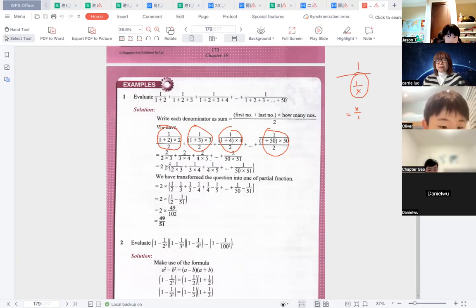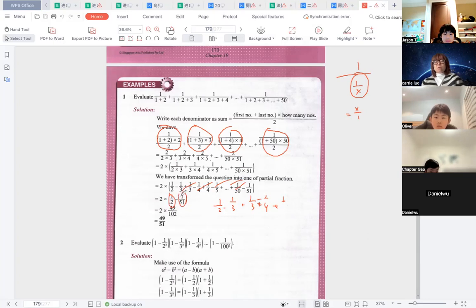So I'm going to take out this 2. Daniel, get it? We take out this 2, so inside it will be 1 over 2 times 3 plus 1 over 3 times 4 plus 1 over 4 times 5 all the way to 50 times 51. So now this term will be the same thing, Jason. 1 over 2 minus 1 over 3 plus 1 over 3 minus 1 over 4 plus 1 over 4. So the middle one is all gone. Again, it's only the first term and the last term left. So 1 over 2 minus 1 over 51 and 2 times it.